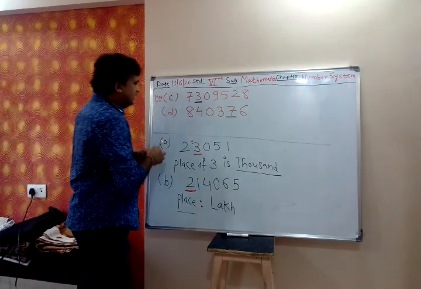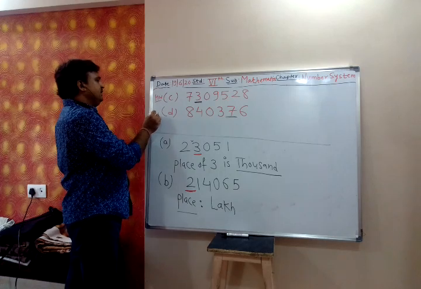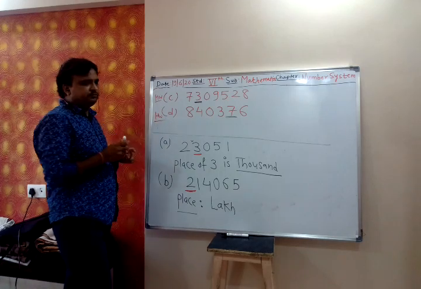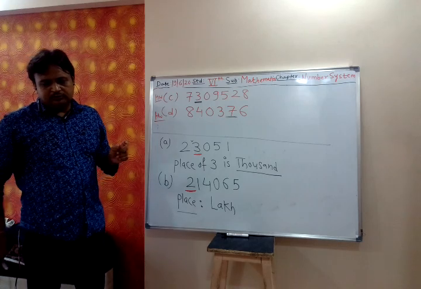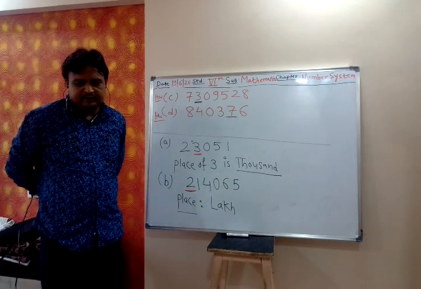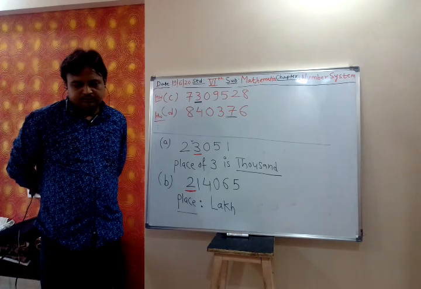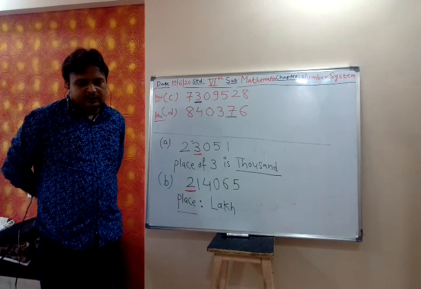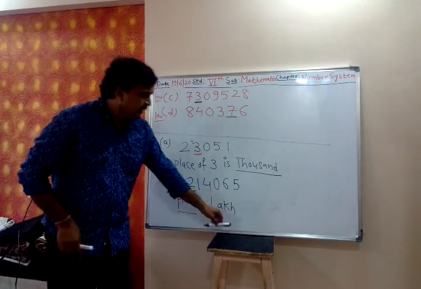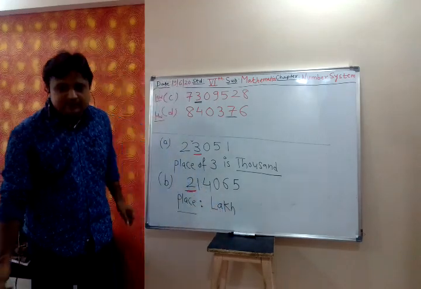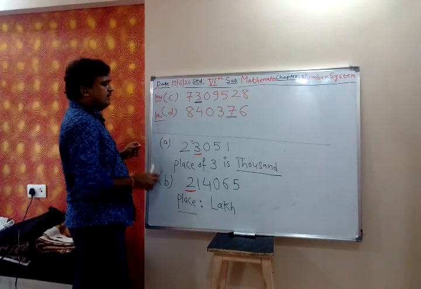Mute the microphone, please. You have to write tens. So you have to write the place. Place means position. At which position the number is there, that position you have to write in place.